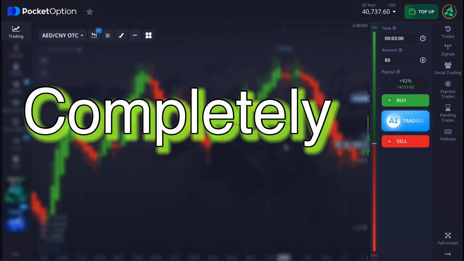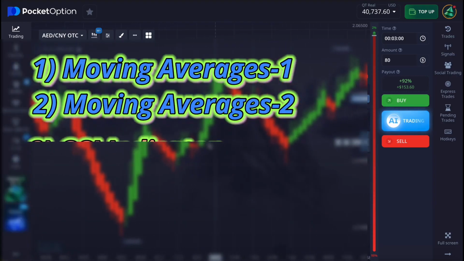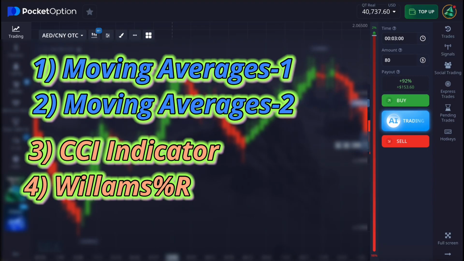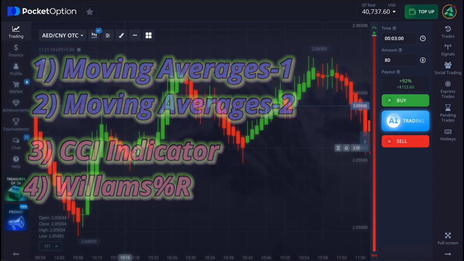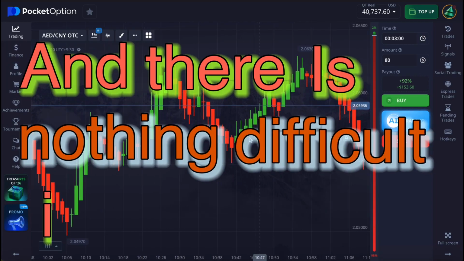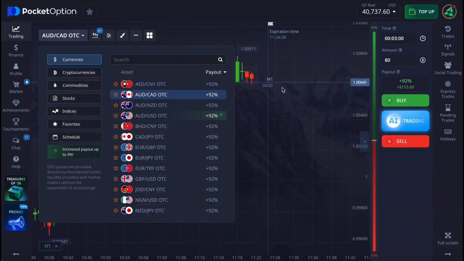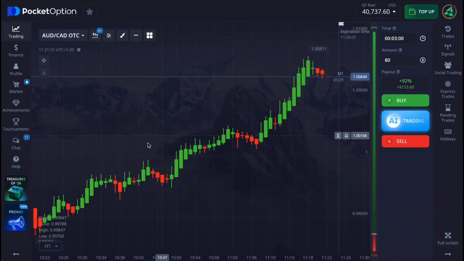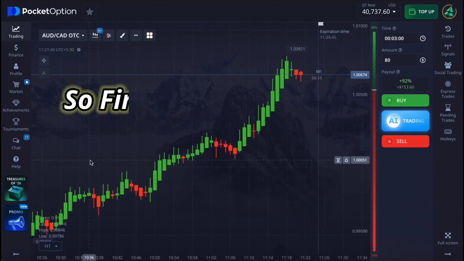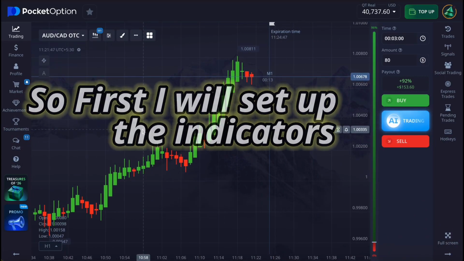Today's strategy is completely new, and I am going to use 4 indicators in it, which help me in getting very good entry points. There is nothing difficult in this strategy, so new traders will find a new strategy along with a lot of new information. So first I will set up the indicators.